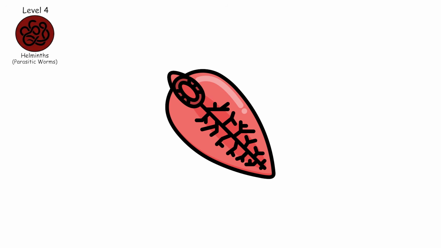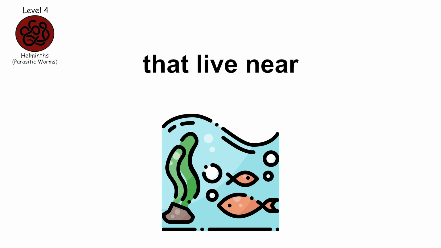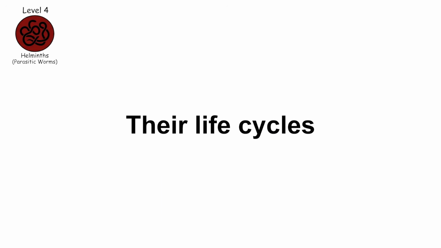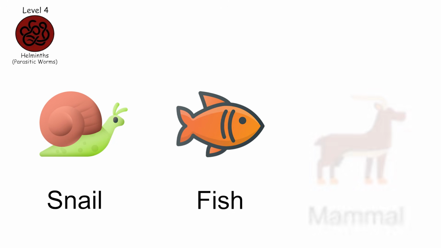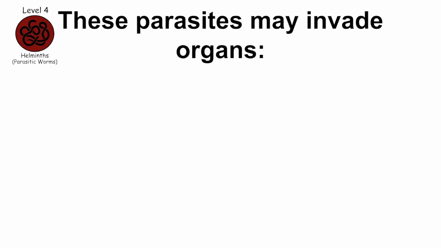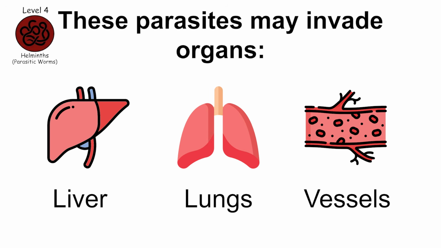Flukes are a third group of helminths with flattened bodies and complex life cycles. Many flukes infect animals that live near freshwater environments. Their life cycles often involve multiple hosts, including snails, fish, or mammals. These parasites may invade organs such as the liver, lungs, or blood vessels, depending on the species.